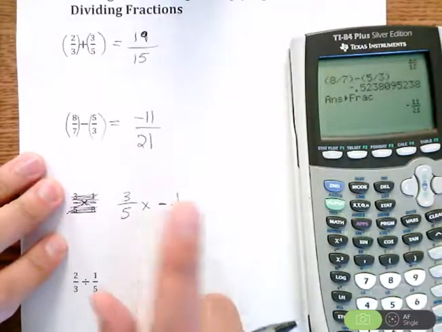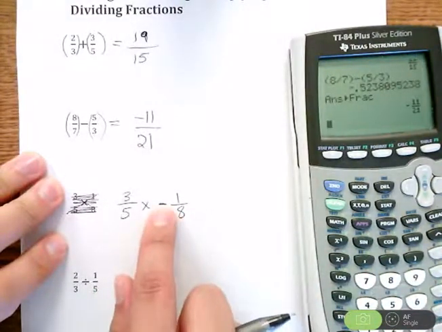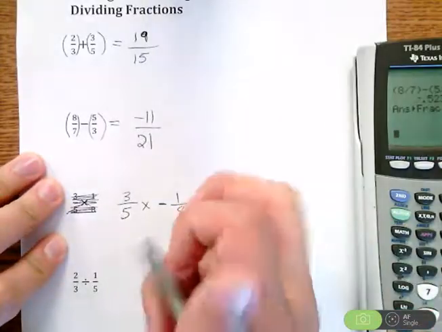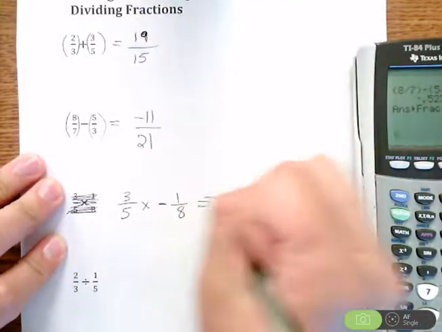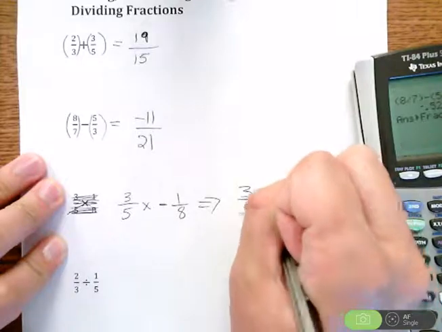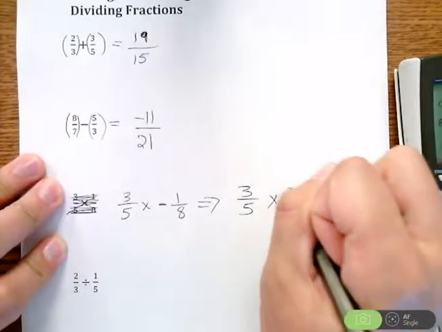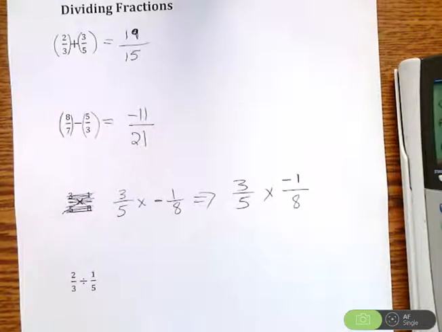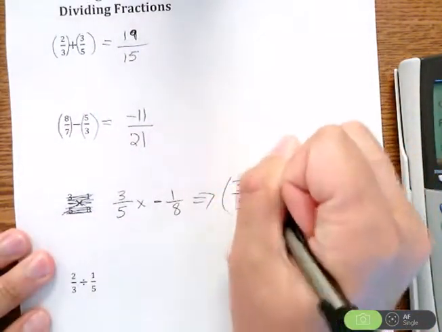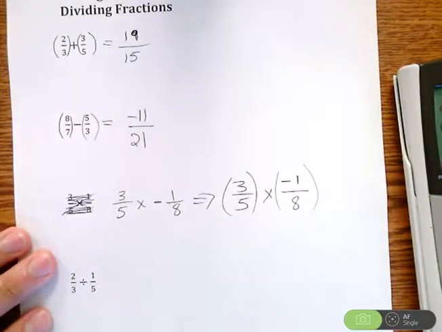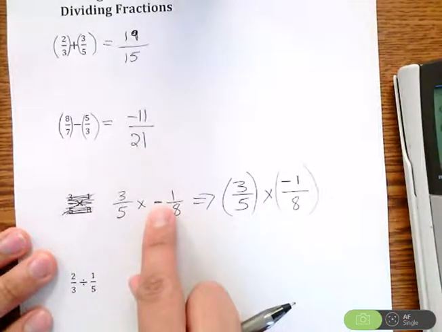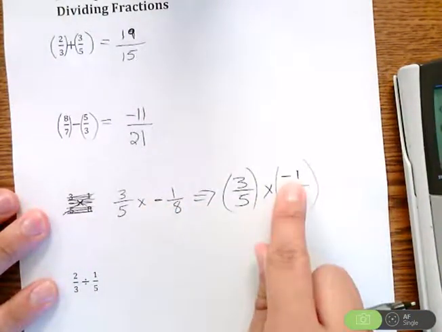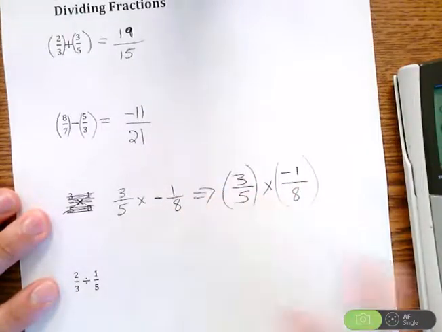With fractions, whenever you have a negative, what you want to do is take this negative and move it to the top. So we can do 3/5, multiplication, move the negative to the top, so negative 1 over 8. Now again, we do want to put parentheses around it, like so. If you see the negative in the middle, that's no big deal. Just put it on top. These are the exact same thing.